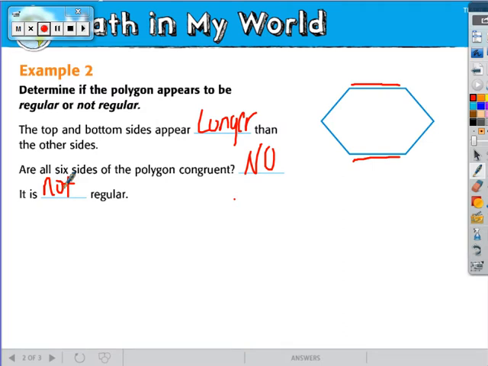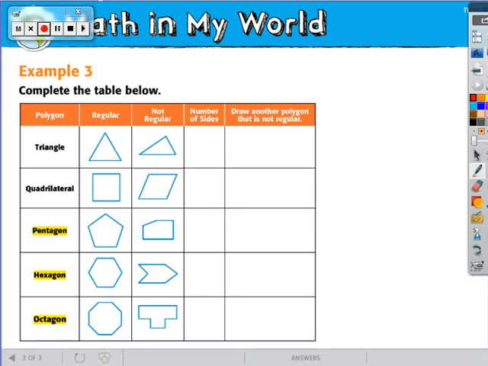All right. Now just above that, in your book, you have a chart. We're going to fill this chart out together. It's just above that on the next page. All right. So we're going to complete the table below. We're going to ask for the number of sides, and then we're going to draw another polygon that is not regular.